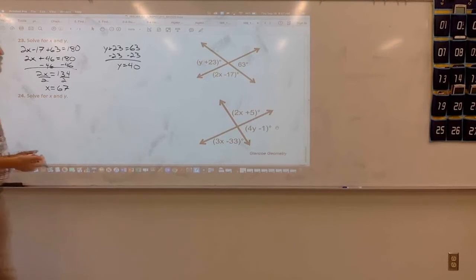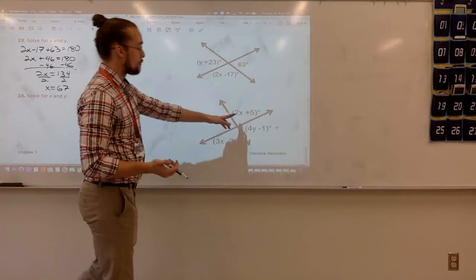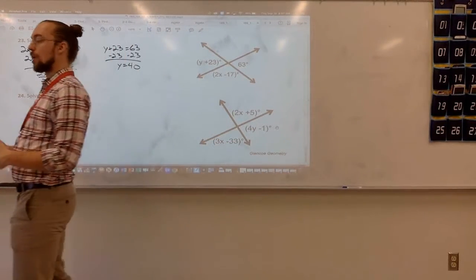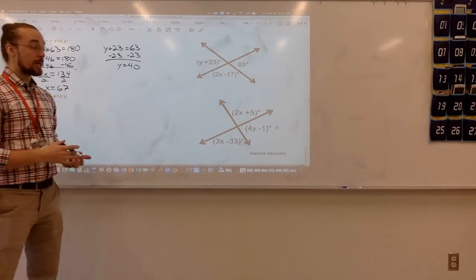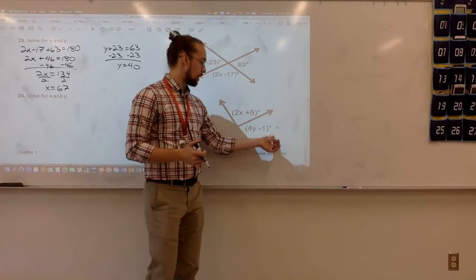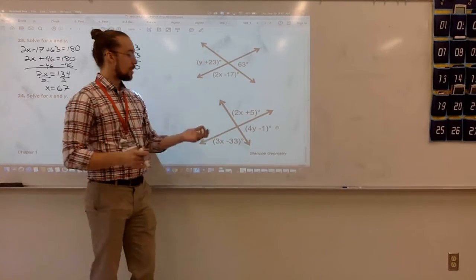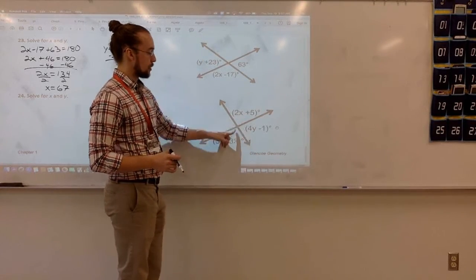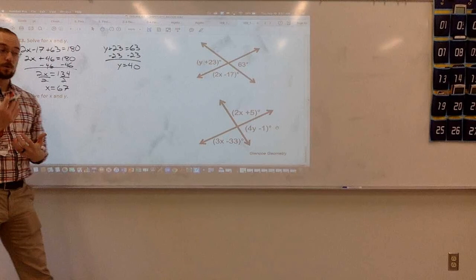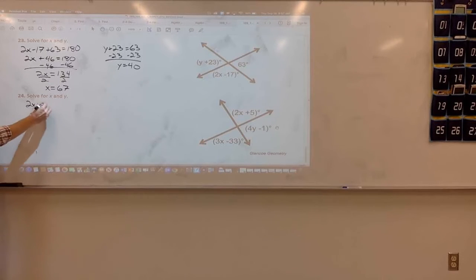Then for the very last one, this one, I have two expressions that deal with x, and just one expression that has a y in it. That tells me I'm going to have to solve for x first. Okay? I can't set up an equation that only has one expression in it. So I want to look at the relationship between these two angles. They're vertical, they're right across, which means they're equal to each other. So I'm going to say 2x plus 5 equals 3x minus 33.